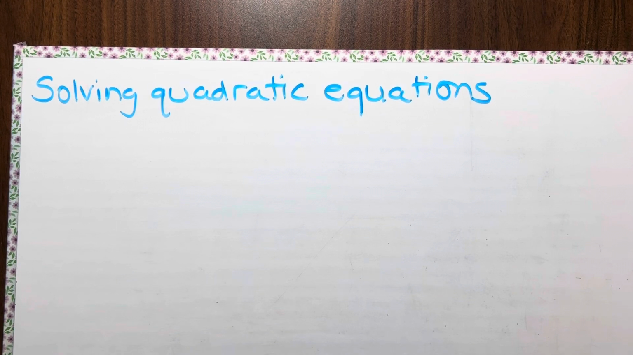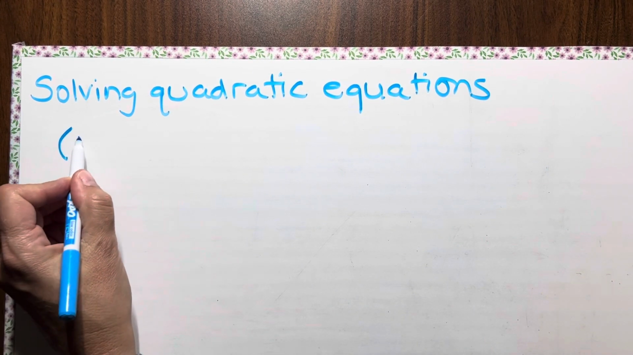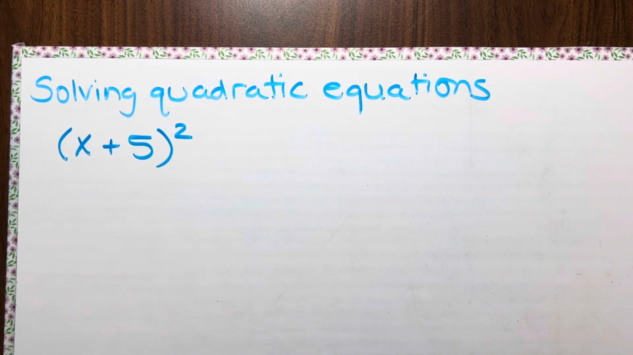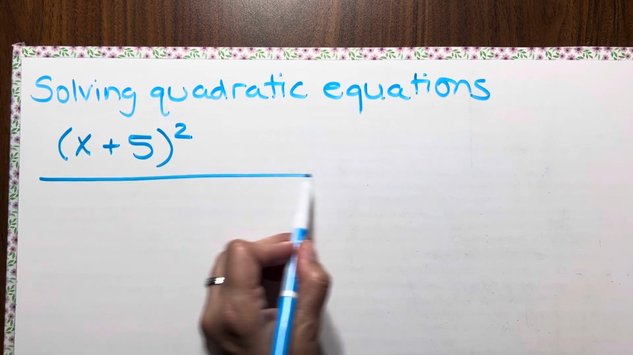Today's topic is solving quadratic equations, and the method we are going to use is called completing the square. A little refresher: if you have a perfect square that is a quadratic, it's going to look something like this. A binomial such as x plus 5, in parentheses, that whole quantity squared. So if we have an equation and we're asked to complete the square, what we're going to do is make our equation look something similar to this.